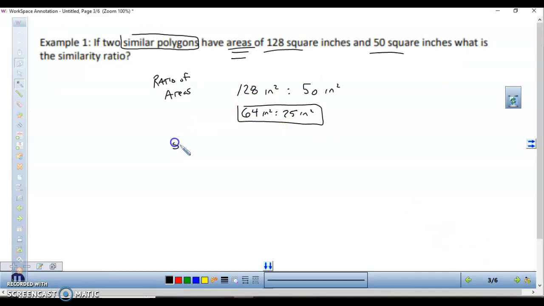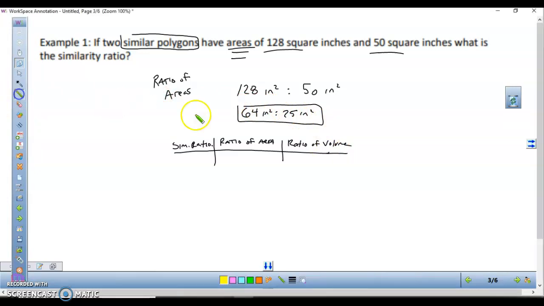Here's my table. We've got similarity ratio, that's for anything linear. We've got ratio of areas, and we have ratio of volume. I'm going to put whatever ratio I have in the appropriate spot. What's given to me is the ratio of areas, so that's going to go right here into my table.